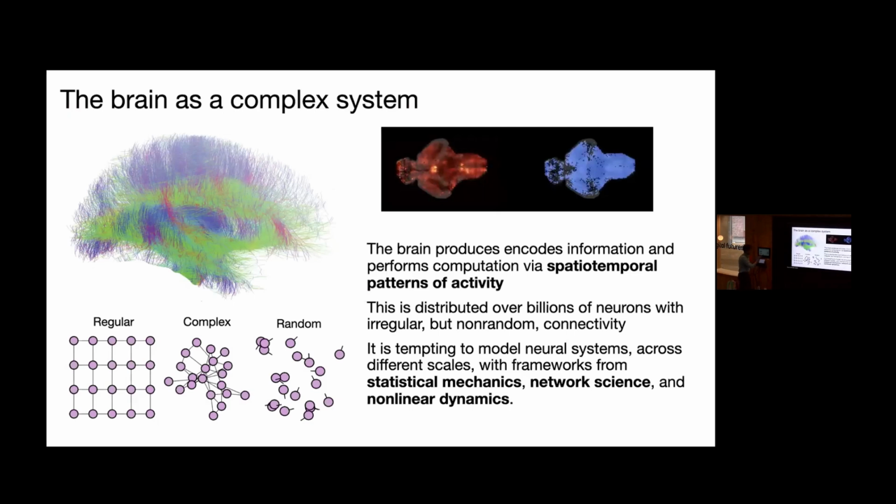So the perspective with which I study the brain and other complex systems is this idea that it encodes information through spatiotemporal patterns of activity, and this is distributed over a complex network. So we're neither in the regular setup of some statistical mechanics models with lattices, nor are we modeling a gas or something that's completely disordered. We're in this middle ground, which has lots of challenges, but also produces really interesting emergent behavior. And there are a lot of frameworks from statistical mechanics and nonlinear dynamics that can be used to study systems that look like this.